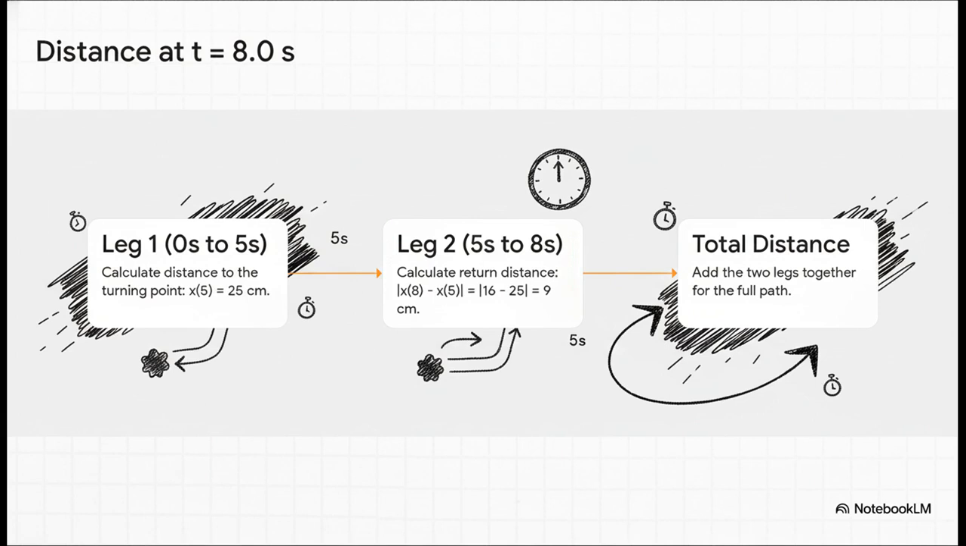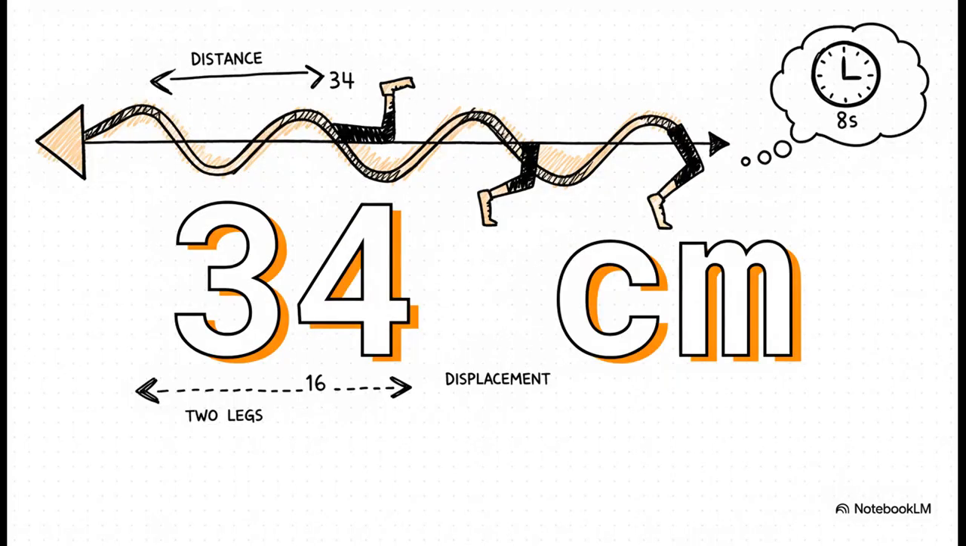First, there's the journey out to the turning point at 5 seconds. We calculated that position. It was 25 centimeters. Then, we need to figure out how far it traveled back between 5 seconds and 8 seconds. And that's just the difference in its positions, which turns out to be another 9 centimeters. So, you add those two legs of the journey together, the 25 out and the 9 back, and you get a total distance of 34 centimeters. And see, that's way bigger than its displacement at 8 seconds, which was only 16 centimeters. It just makes perfect sense when you actually picture the particle's entire trip.